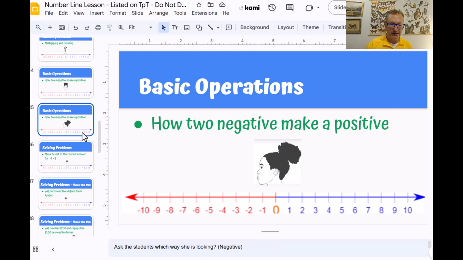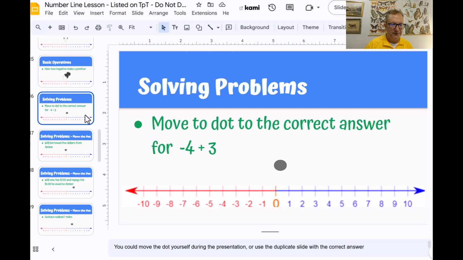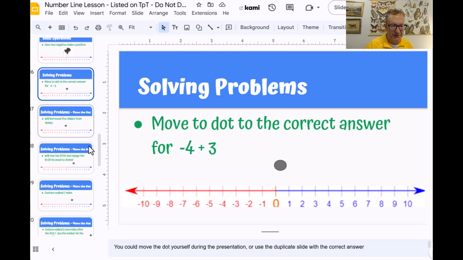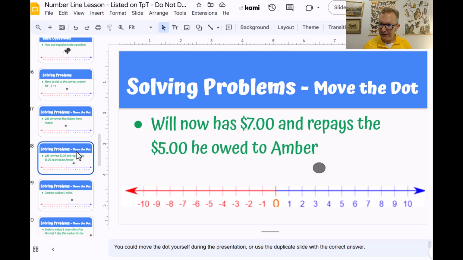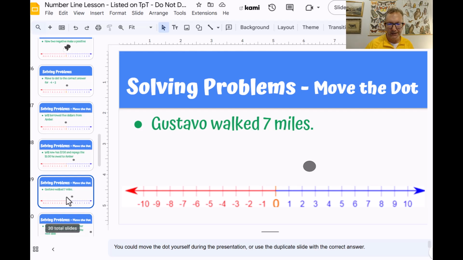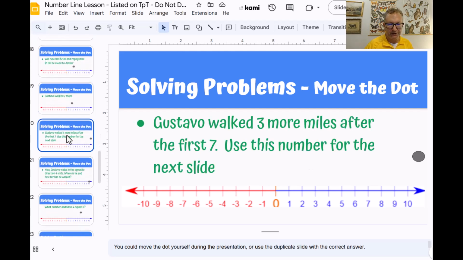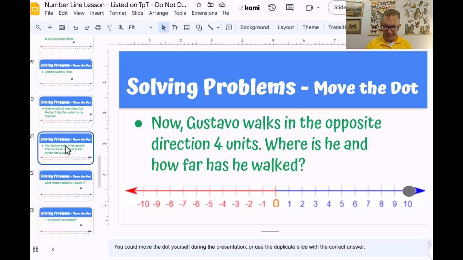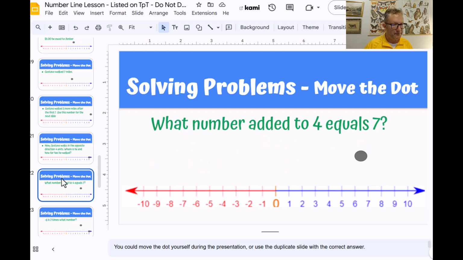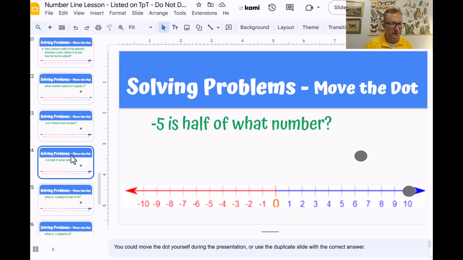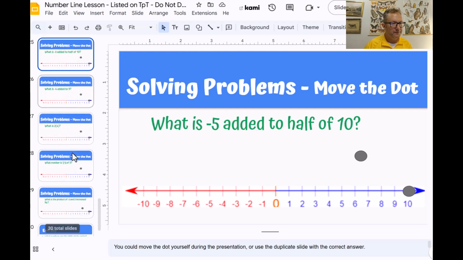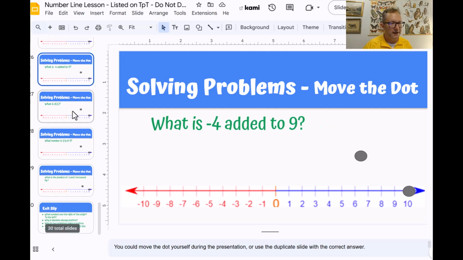Then we've got more. Then move the dot to the correct answer. So once again, this is very interactive with students. They should be following along on their Chromebook, taking notes, moving things around on their screen. You can walk around the room, make sure they're right, and answer questions in real time. I'm just clicking on each of these so you can see what they are. And we've got quite a few slides here.